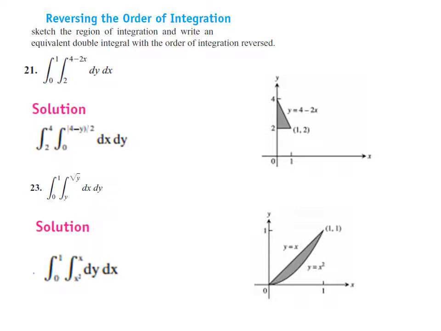Let us take the next problem. Integration from 0 to 1 and integration from y to root y dx dy. So the present order of integration is with respect to x first, then with respect to y. So x is equal to y and x equal to root y, and y limits are 0 to 1. So the present order of integration is horizontal strips. You have to convert into vertical strips. y is equal to x square. The y limit should be the variable limits: y is equal to x square and y is equal to x. So y varies from x square to x and x varies from 0 to 1.